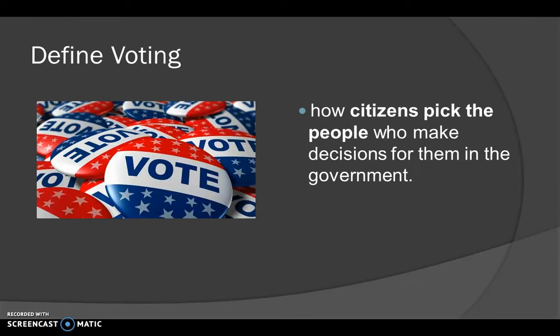What is voting? That's a very important thing to know whenever we're talking about voting. That is how the citizens pick the people who make decisions for them in the government. It's that process.